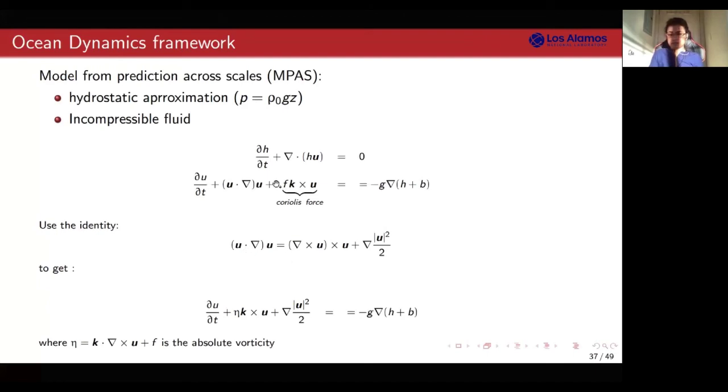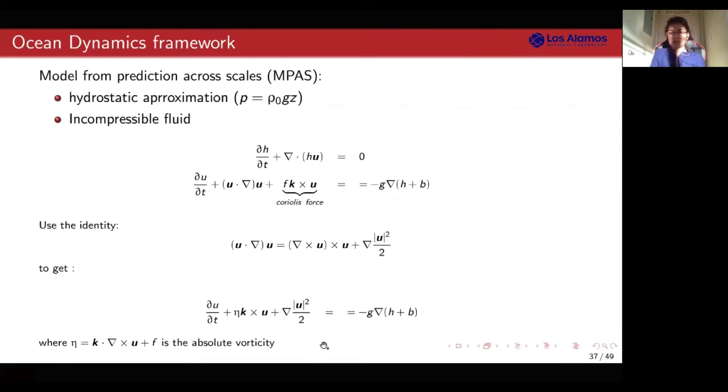Now, we can write the nonlinear term in a vector invariant form. That is, the nonlinear term can be decomposed into a rotational part and a gradient of kinetic energy part. And then the Coriolis force is absorbed in the rotational part. Now, we do this trick because suppose if we change to a frame of reference attached to the rotating Earth, then the Coriolis force is not there. And the effect of the Coriolis force is felt through the rotational part of the nonlinear term.